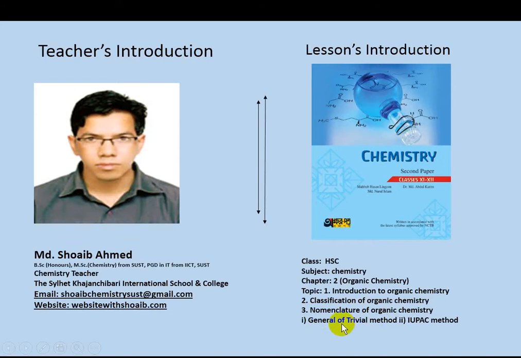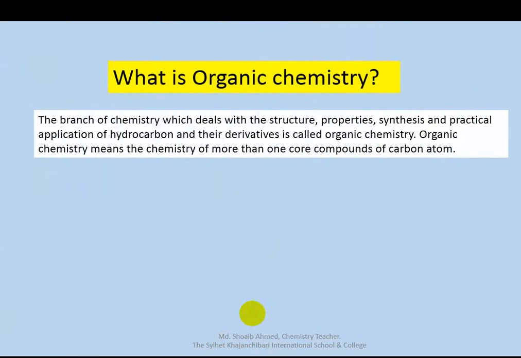General or trivial method, and IUPAC method. Two methods we use for naming. What is organic chemistry? Organic chemistry is a branch of chemistry which deals with the structure, properties, synthesis, and practical application of hydrocarbons and their derivatives. It is called organic chemistry.